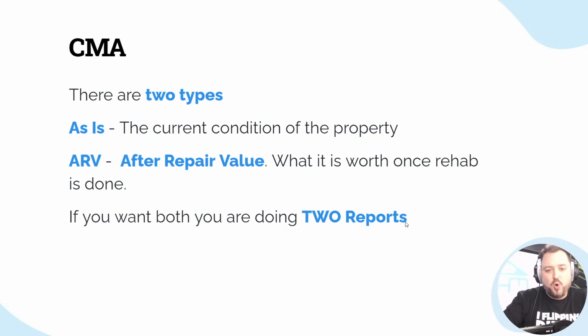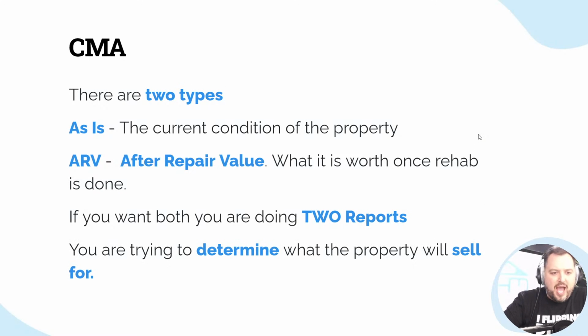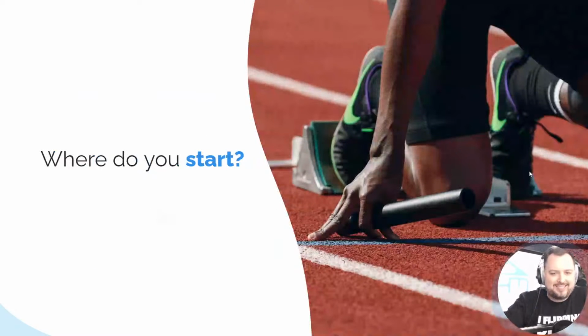And if you want both, you're actually doing two separate reports. You're doing one as an as-is and one as an after repaired. Or with the sheet we have, we combine both of them to make it even easier for you, with actives and solds. We'll get into that. You are trying to determine what the property will sell for once the repairs are actually done.